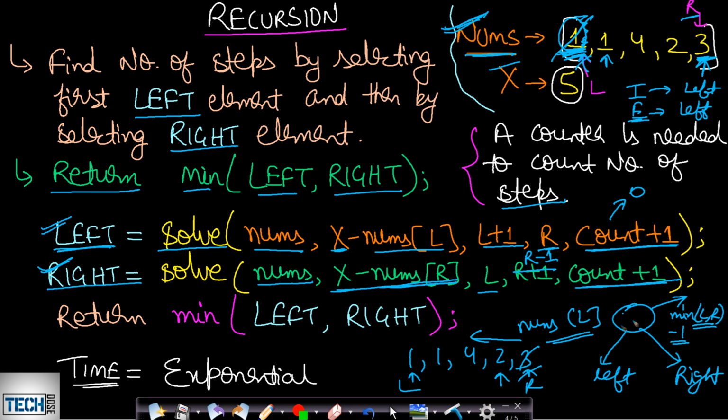And once we get the result both from the left call as well as right call, we will be returning the minimum of left comma right. Okay, so this is the logic for solving this problem by using recursion. Since this recursive solution is exponential, we need to optimize it in order to improve the time complexity so that it will be polynomial time.